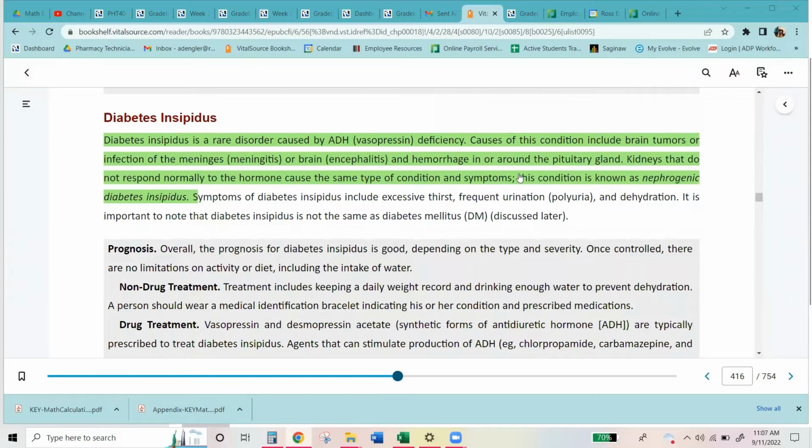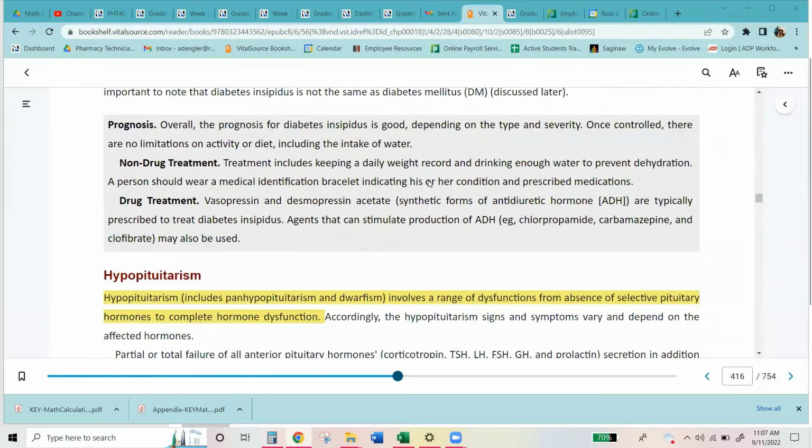Diabetes insipidus is a rare disorder caused by ADH deficiency. Causes of this condition include brain tumors or infections of the meninges, which is meningitis, or brain hemorrhage in or around the pituitary gland. Kidneys that do not respond normally to the hormone cause the same type of condition and symptoms. This condition is known as nephrogenic diabetes insipidus.